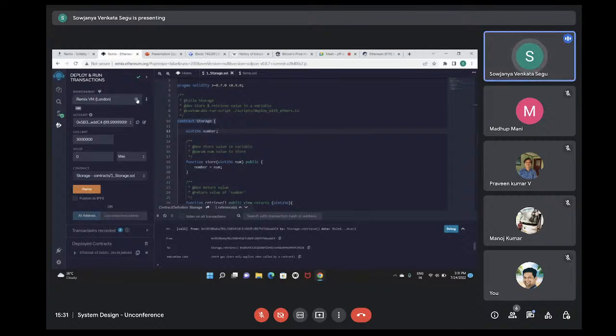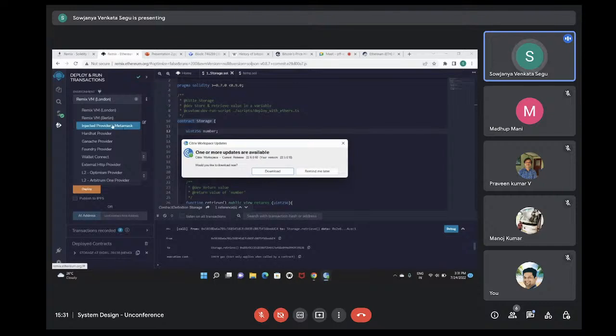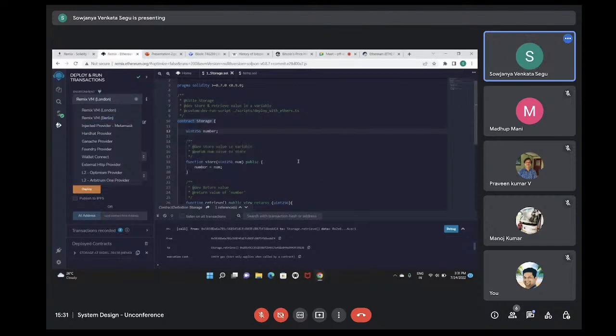We can connect to any network from here. It is injected provider MetaMask. I do not have MetaMask right now. When we have MetaMask, in MetaMask, we can select the network that we want to connect to. Once we have connected to that network in MetaMask, we can use this injected provider. And when we say deploy, it will use the account that is selected in MetaMask and deploys into that network.